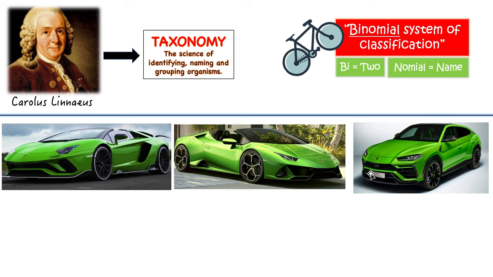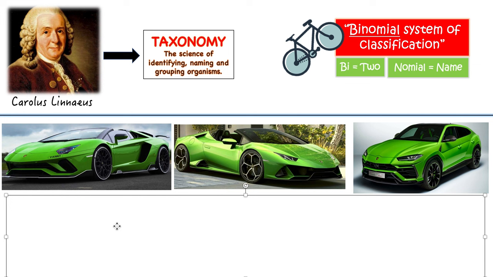Okay, what if I say Lamborghini Aventador? If you know your Lamborghinis, you would point at this one. That's a Lamborghini Aventador. If I say Lamborghini Urus, you'd point at this one. If I say Lamborghini Huracan, you'd point at this one, because those names are specific enough to classify this specific car. Let me make clear why I'm talking about this.